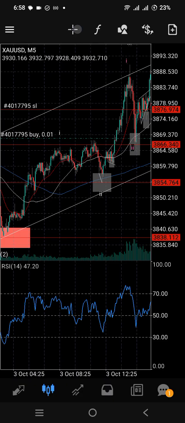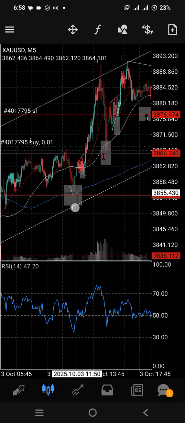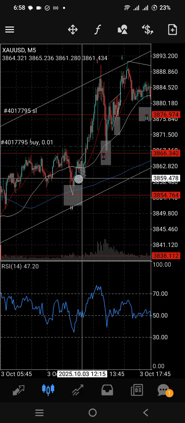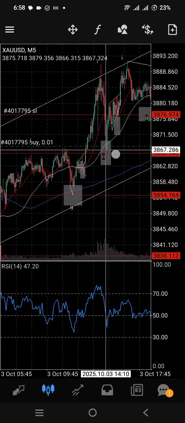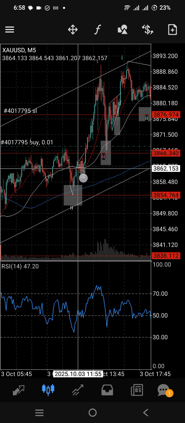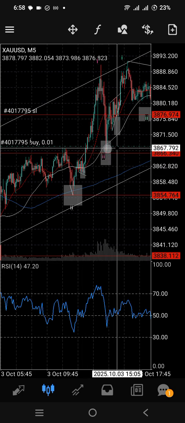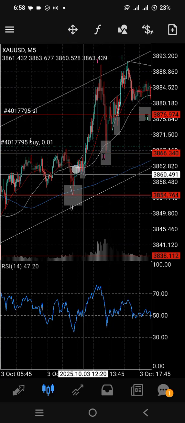So I then waited again, and then I saw a bounce from here, and I saw what looks like an expanding triangle. Now ordinarily I should have waited for this to go up and come down up to here before I place a buy trade, but I placed this trade around here, after seeing this expanding triangle.